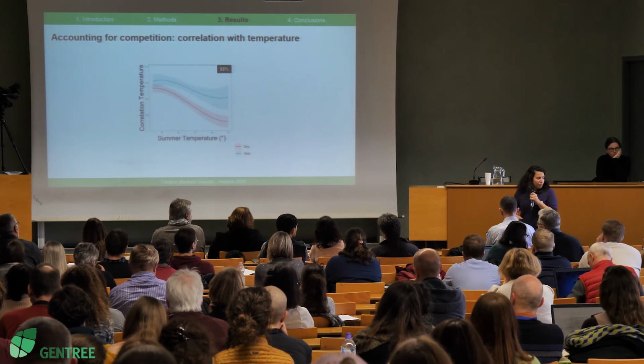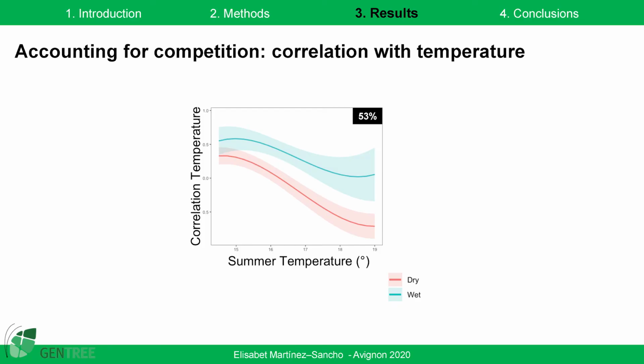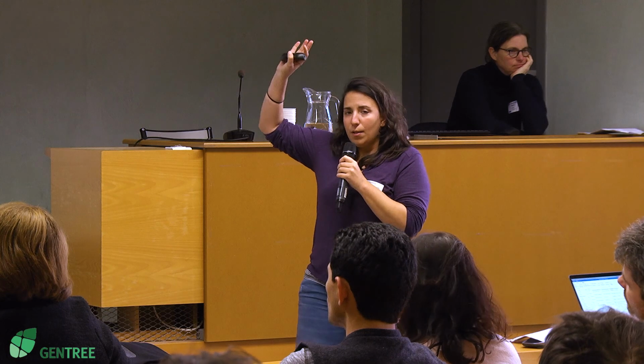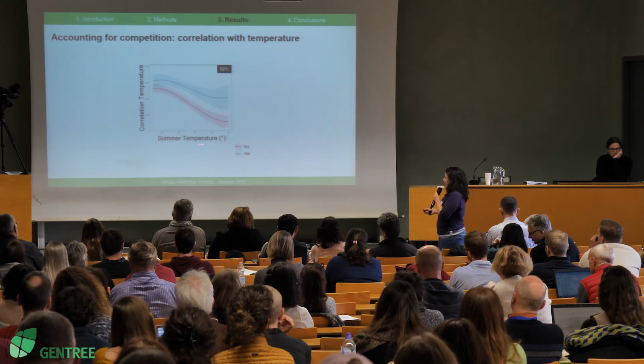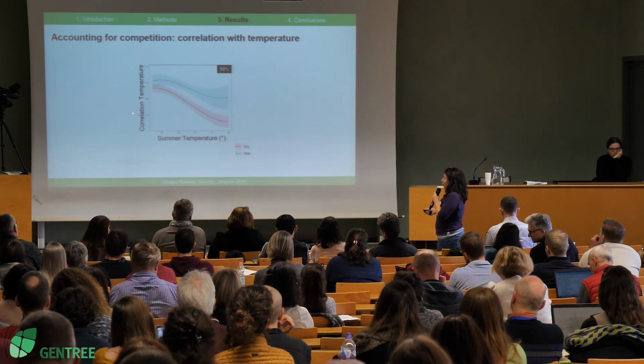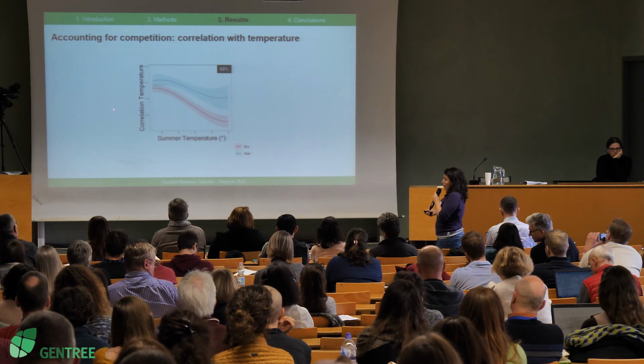And now I'm going to just briefly explain the last part of the talk. So we have the same model, but plotted or represented in a different way. And now we're going to account for the effect of competition and soil characteristics. So here we have summer temperature, which is predicting the relationship between tree growth and summer temperature.